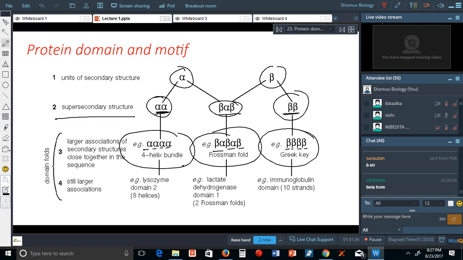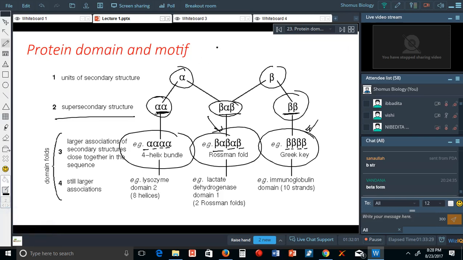So domain we can call like alpha alpha alpha alpha domain, or beta alpha beta alpha beta. It's also a domain. Beta beta beta beta. It's another domain. But motif, we are calling motif what? Greek key is a motif. Rossmann fold is a motif. As you can see, beta alpha beta, that's a Rossmann fold. It's a motif. 4 betas together is a Greek key motif. And we are also calling them domain of a super secondary structure.